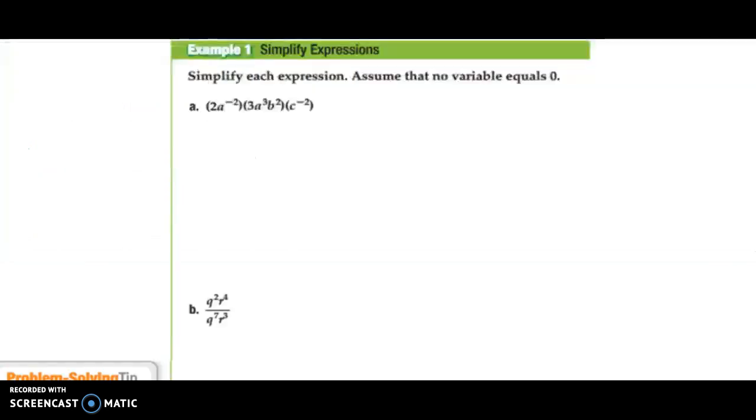Example 1: simplify each expression assuming that no variable equals 0. When I'm looking at letter A, first I'm going to look at the things that I can do without any properties. That's going to be 2 times 3, and then there's a little ghost 1 coefficient in there as well. So 2 times 3 times 1 is going to be 6.